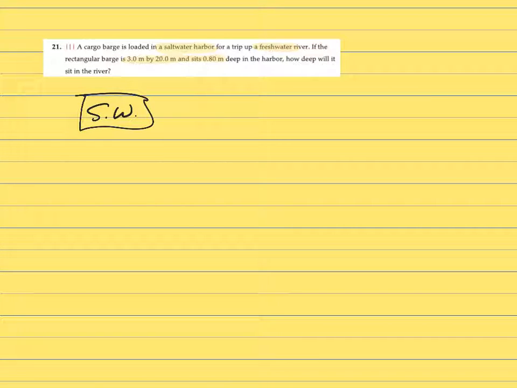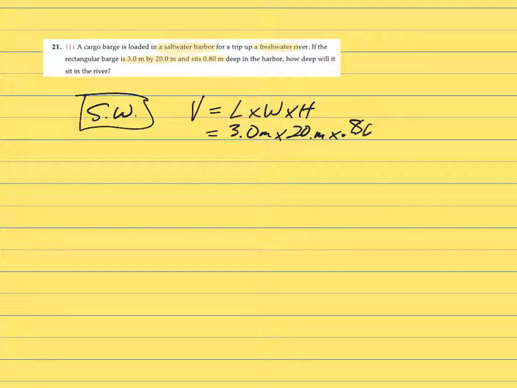So let's attack it there. First thing we need to know is the volume. Volume is length times width times height. Let's see what we got here. Let's just throw those all in there, right? 3 meters times 20 meters multiplied by 0.8 meters. That's how deep it sits in the water. And we're going to get 48 meters cubed there.